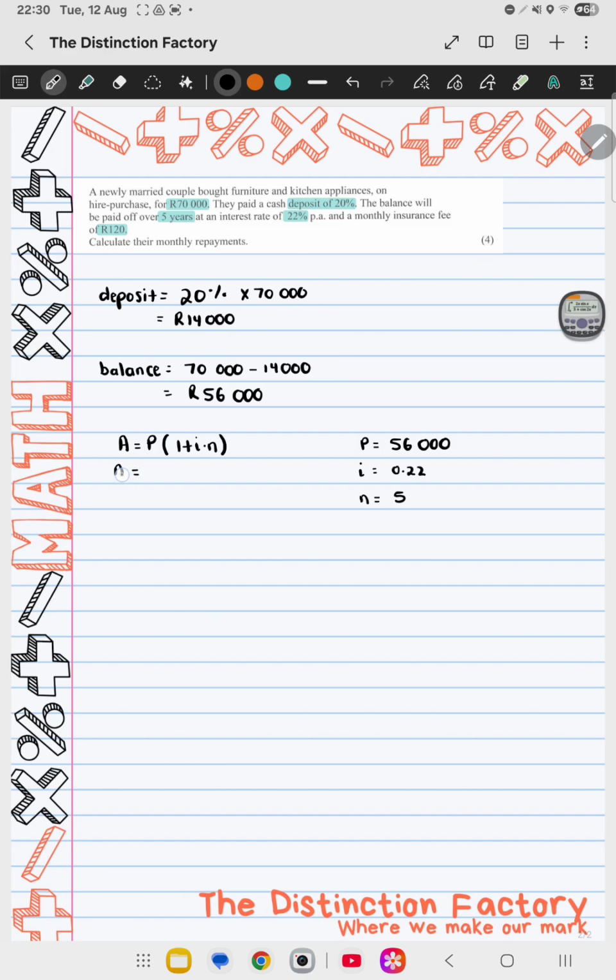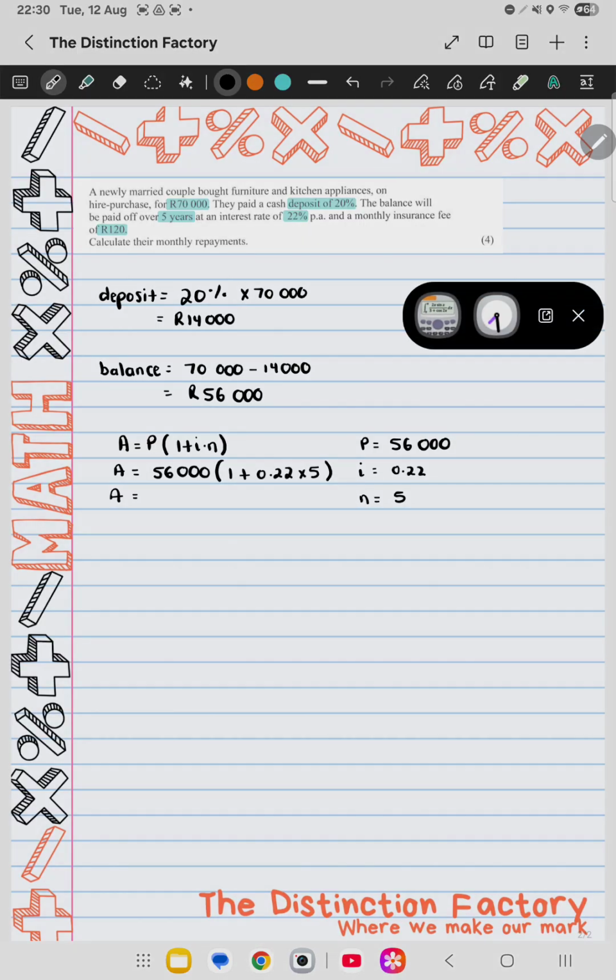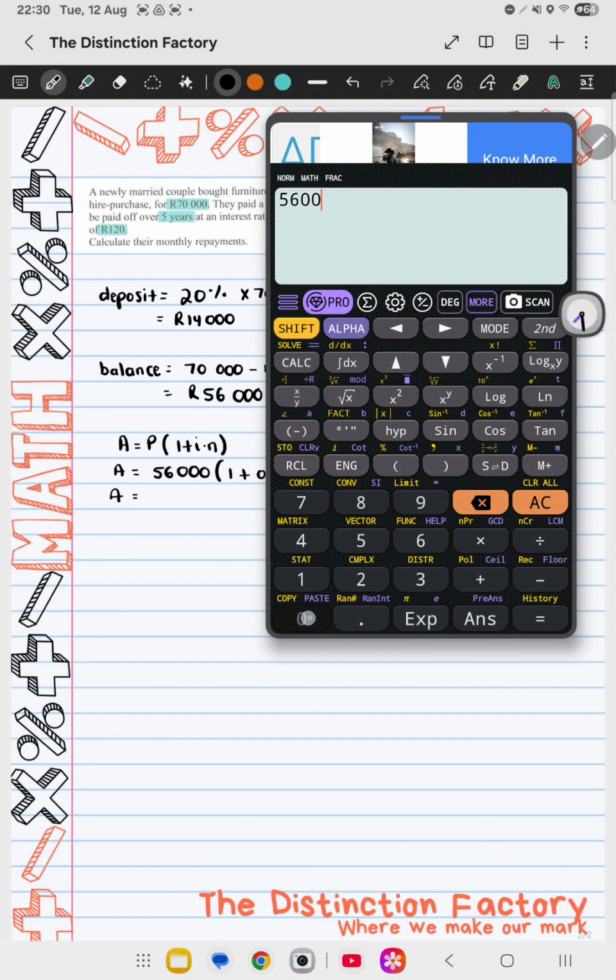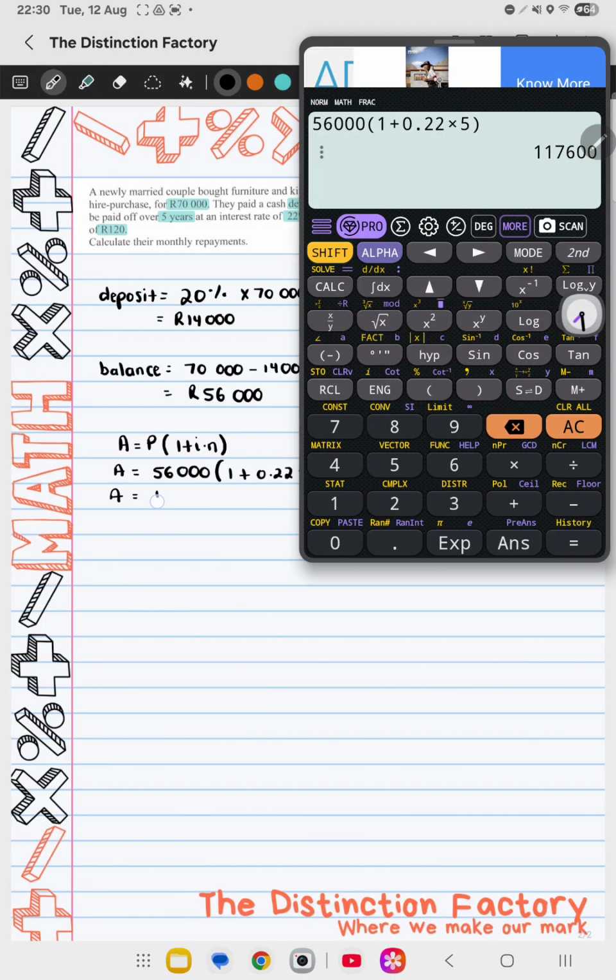I can take these values and substitute them into my formula. So we have 56,000, open brackets 1 plus I, which is 0.22, and that is getting timesed by N, which is 5 years. 56,000 into 1 plus 0.22 times 5. This means that we now have 117,600 Rand that needs to be paid.